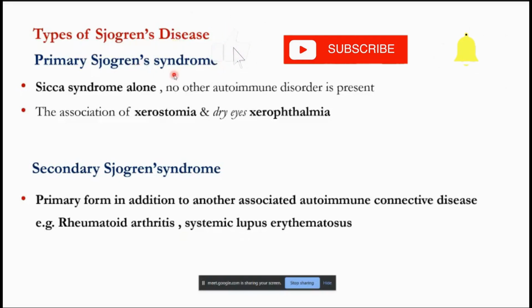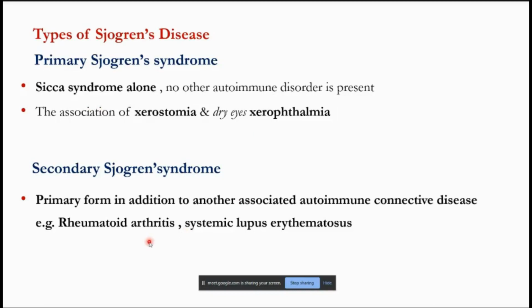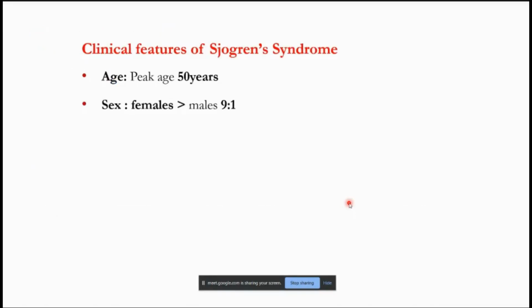So primary Sjögren's will have just sicca syndrome, while secondary will have sicca syndrome with rheumatoid arthritis and systemic lupus erythematosus. Both of them affect the connective tissue, and both of them are again autoimmune. So it's a combination of autoimmune disorders.